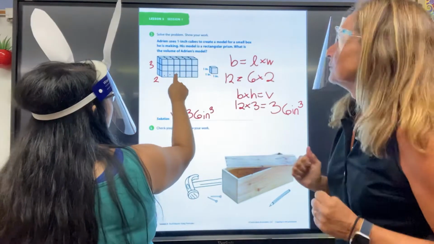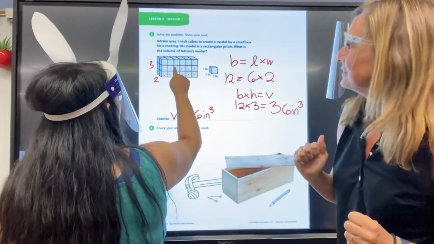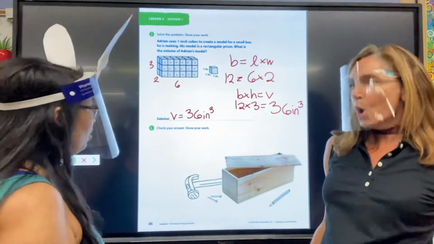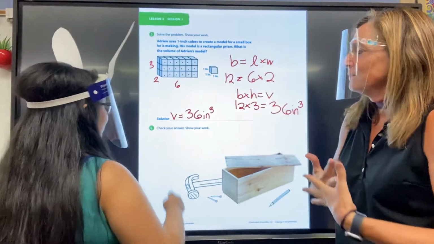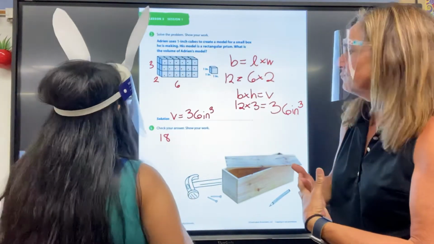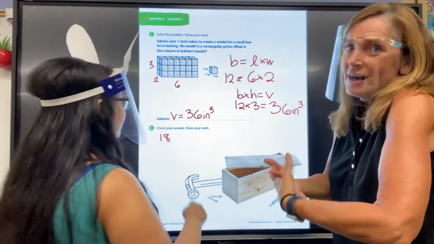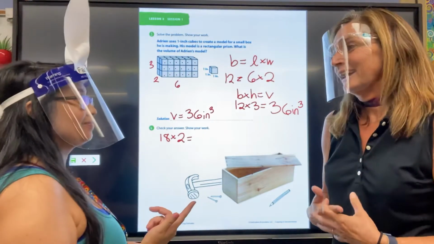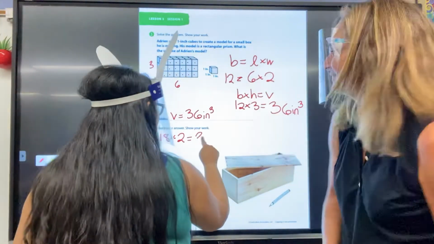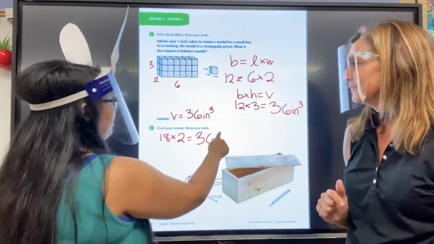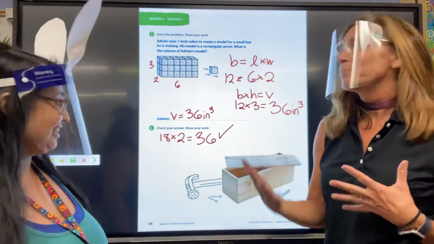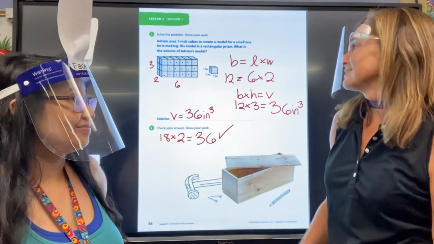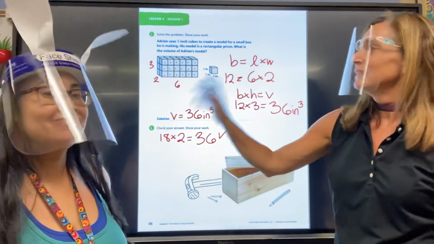Let's do it. 1, 2, 3, 4, 5, 6, 7, 8, 9, 10, 11, 12, 13, 14, 15, 16, 17, 18. Woo! That was a lot of effort. So that's 18 in that front layer. But there's 2 layers back and front. So we can do 18 times 2. I surely can. Guess what we're going to get? 36. And that's the same. So, cha-ching, we did it right. Perfect. So we can prove our answer by going back to some of those old methods. But it was definitely a lot easier to just multiply those and not have to count.